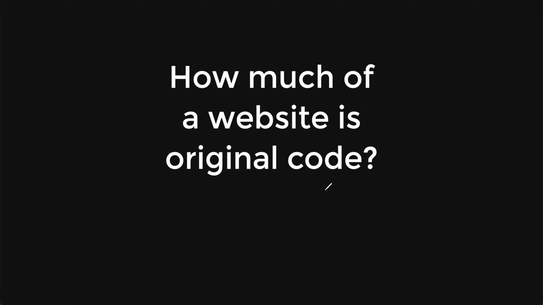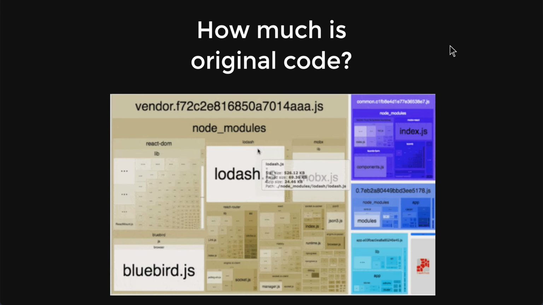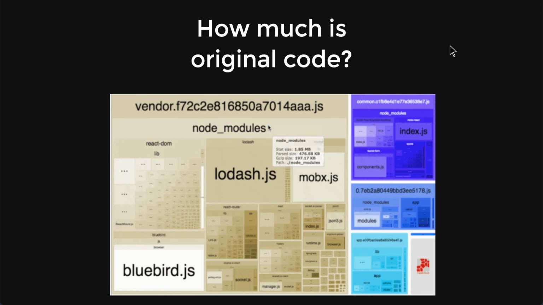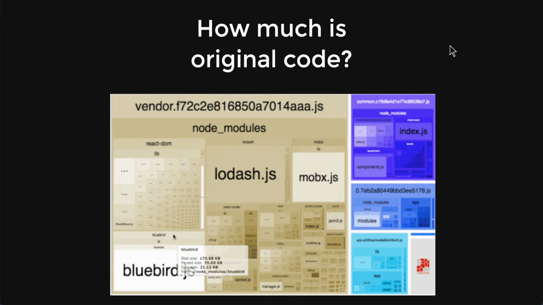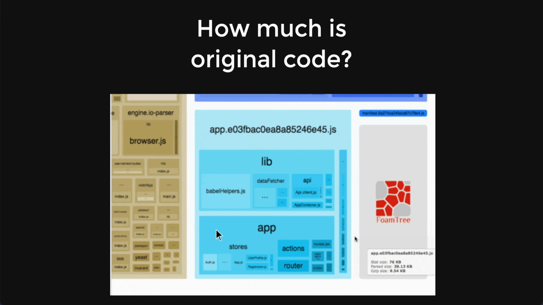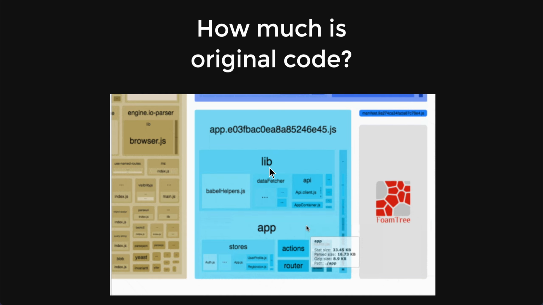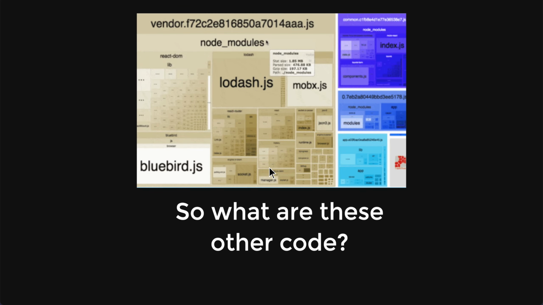How much of a website do you think is original code? If you guess less than 30%, you are right. So this is a visualization of how much of code is actually original. The original code is in this blue area over here, which is usually what you add inside your project. So the thing is, what are these other code that is not in blue?